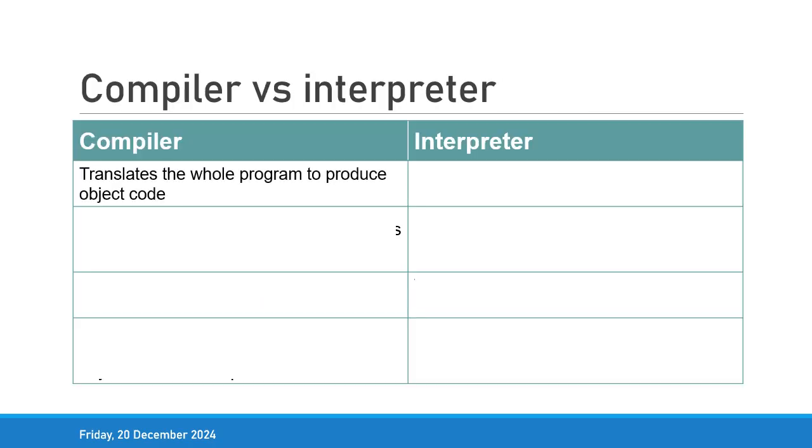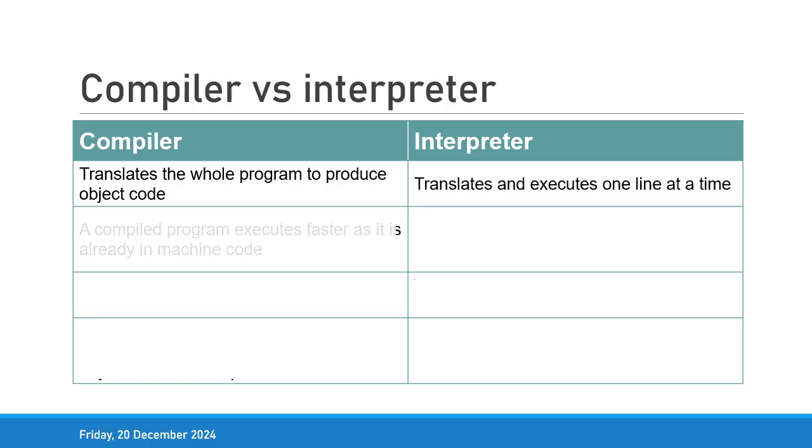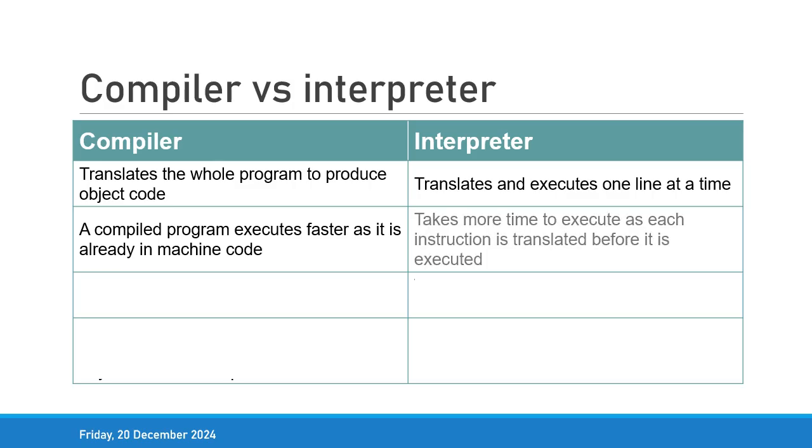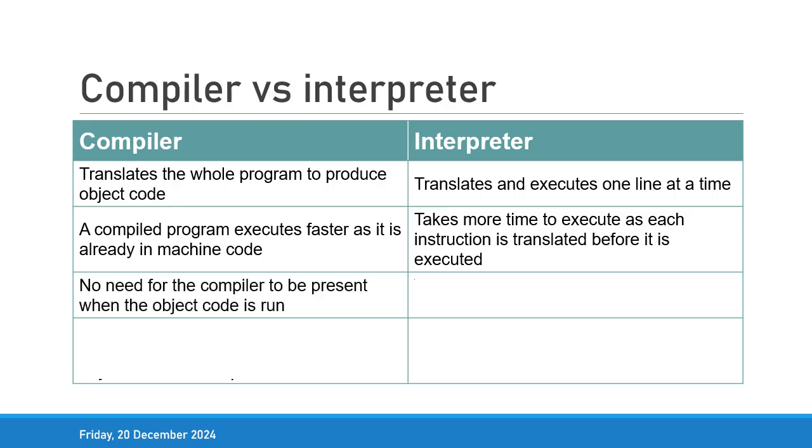So compilers translate the whole program to produce an object code, whereas interpreters translate one line at a time. A compiled program executes faster as it's already in machine code because we've got that exe file. An interpreter takes more time to execute as each instruction is translated before it's executed. And you've got to do it every time. We don't create an exe file at the end. It just runs and does that translation every time you run it.